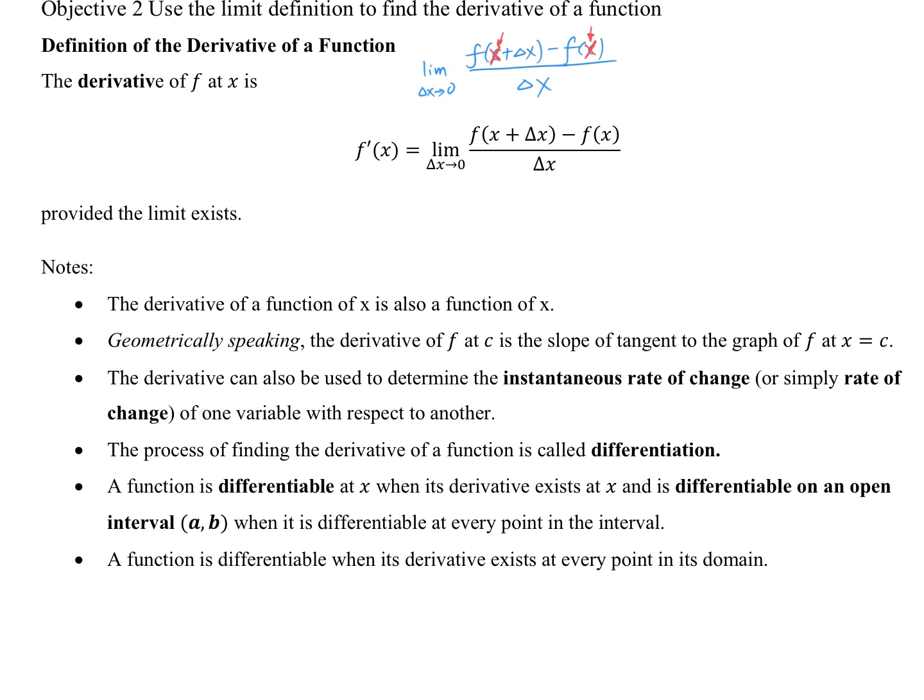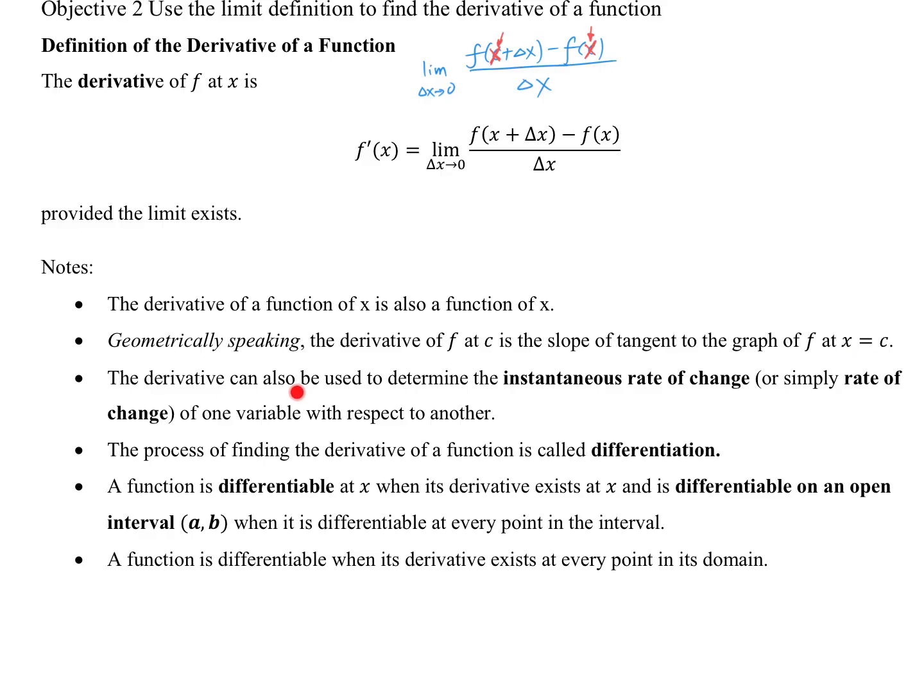Let's go through those. First of all, the derivative of a function of x is also a function of x, because the derivative represents the slope of the tangent line at different locations of x. So if you vary the x, the slope will change. Therefore, the derivative depends on x. It's a function of x. Geometrically speaking, the derivative of f at a certain c is the slope of the tangent to the graph of f at x equals c.